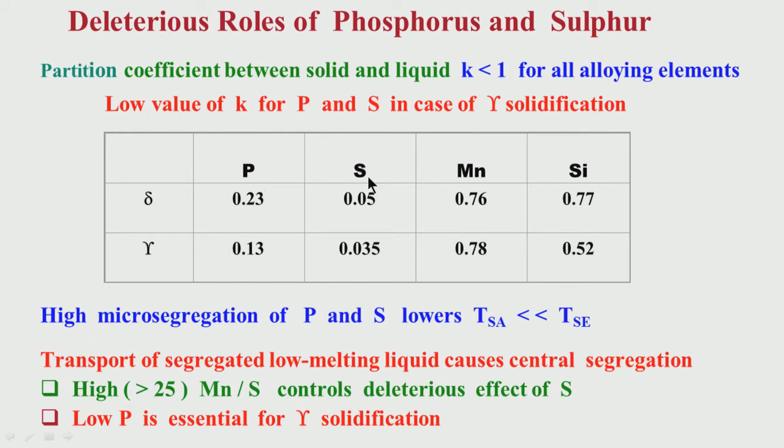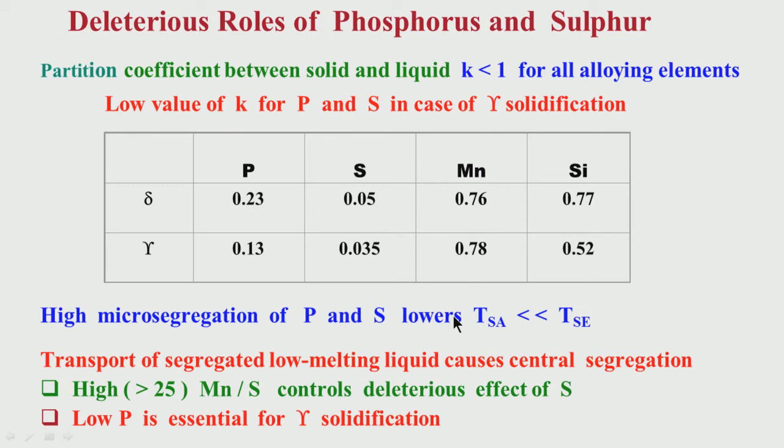As such, for phosphorus and sulfur it is high compared to manganese and silicon, and for gamma solidification, that means austenitic solidification, the phosphorus values are still lower. So, what is important is that for phosphorus and sulfur, microsegregation is very high. So, the actual solidus is much lower compared to the equilibrium solidus. So, as I have told you, the more the microsegregation, the lower will be the value of actual solidus, because it is suppressed more and comes down relatively more compared to the equilibrium value.